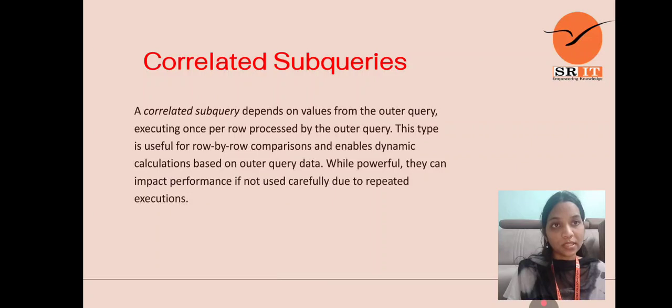Correlated subqueries. A correlated subquery depends on values from the outer query, executing once per row processed by the outer query. This type is useful for row by row comparisons and enables dynamic calculations based on outer query data. While powerful, they can impact performance if not used carefully due to repeated executions.